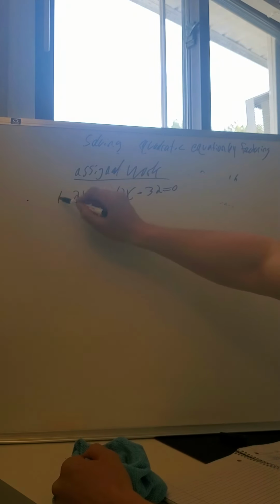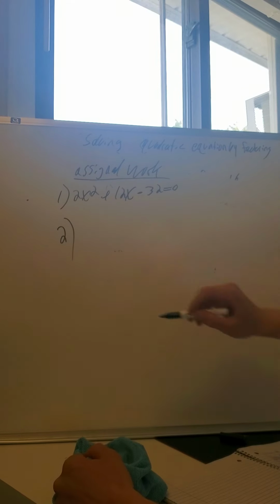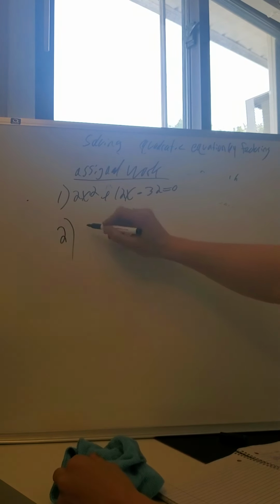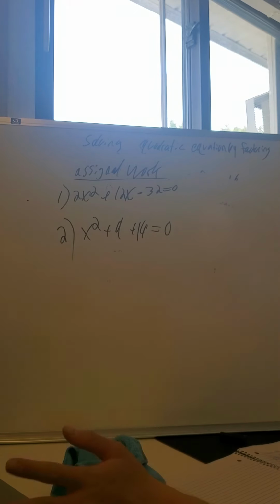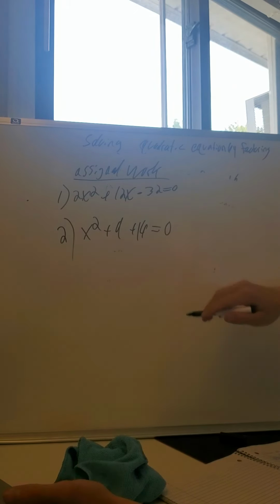Our second is going to be x squared plus 9x plus 14 equals 0. A little bit easier. Not that much easier, because this isn't that much more difficult in and of itself.